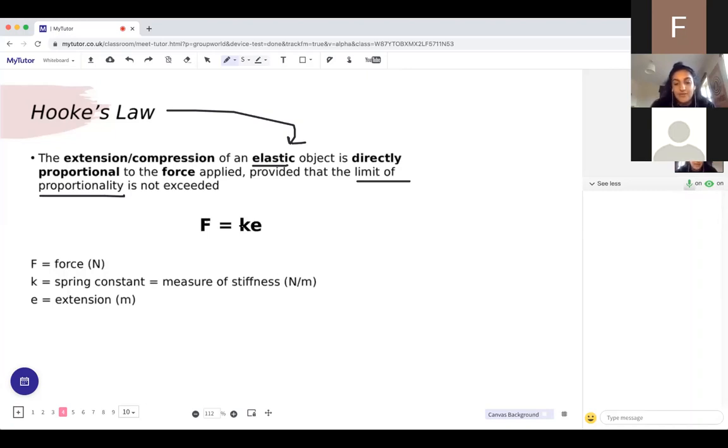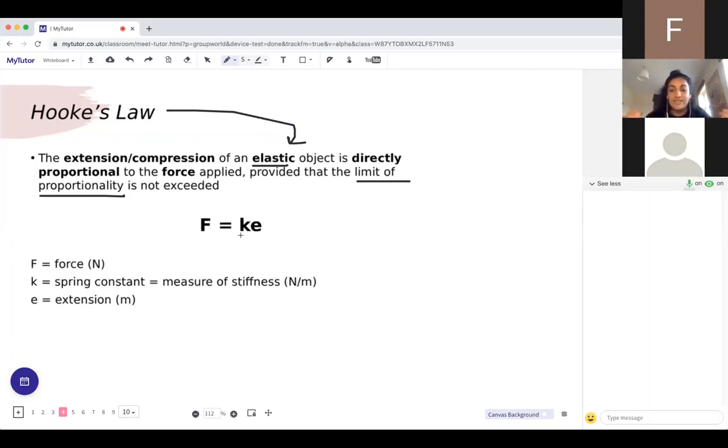Then we have the spring constant. This spring constant is a measure of how stiff the material is. Is the material easy to stretch apart, or is it really tough to stretch apart? How much force do we, as humans, need to put onto this material to extend it? If you have a really loose elastic band, they're quite easy to stretch apart, so that's going to have a low spring constant. It's really easy to stretch apart.